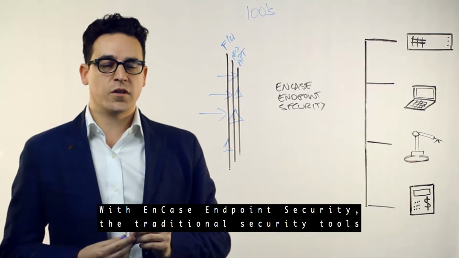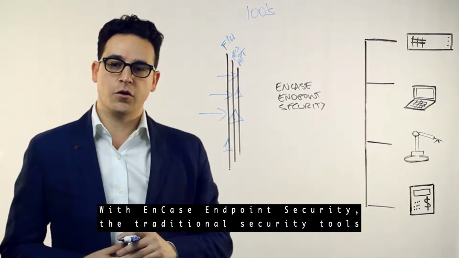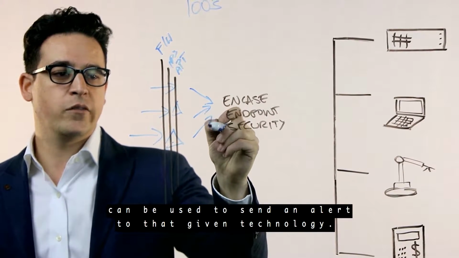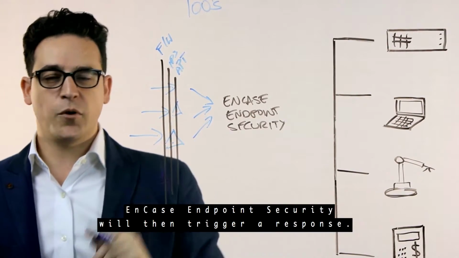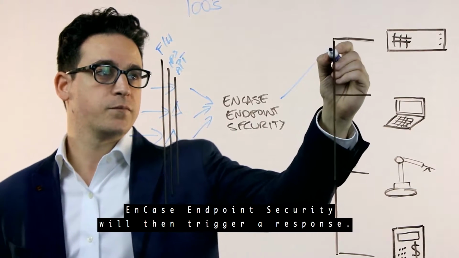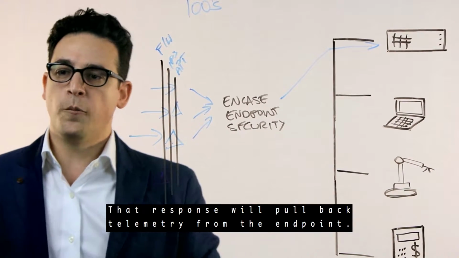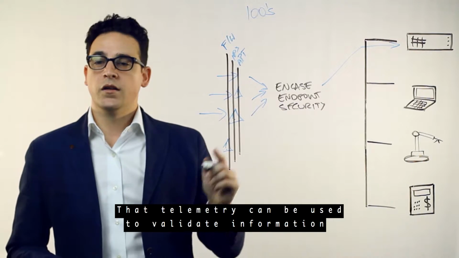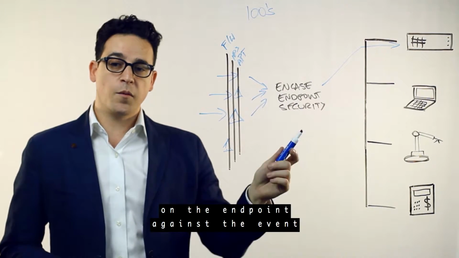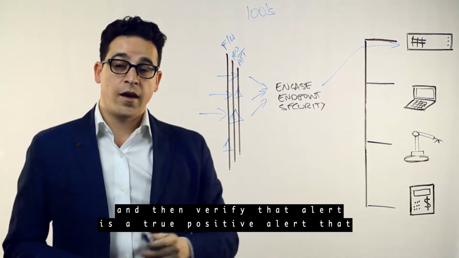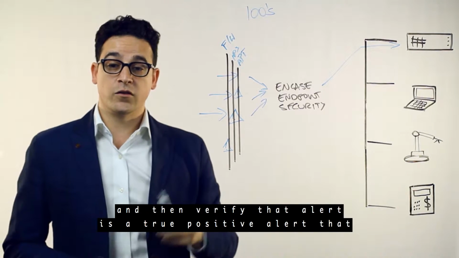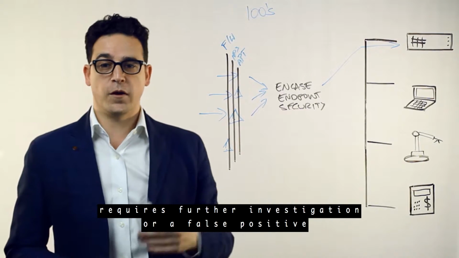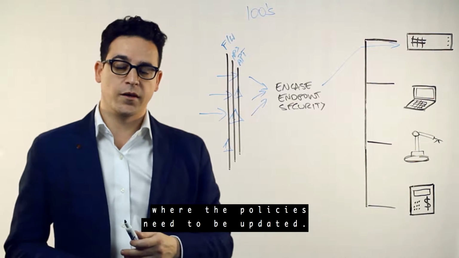With EnCase Endpoint Security, the traditional security tools can be used to send an alert to that given technology. EnCase Endpoint Security will then trigger a response. That response will pull back telemetry from the endpoint. That telemetry can be used to validate information on the endpoint against the event and then verify that alert is a true positive alert that requires further investigation, or a false positive where the policies need to be updated.